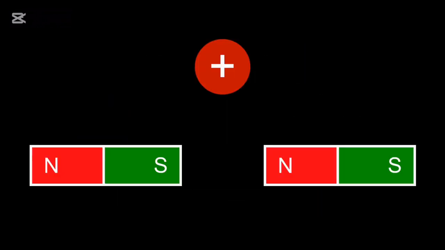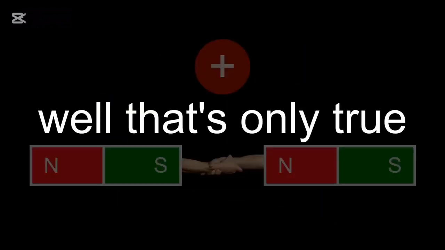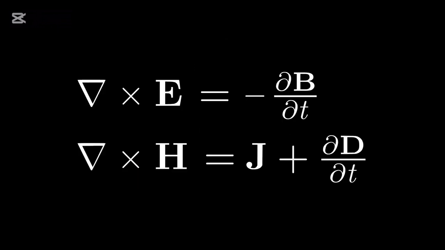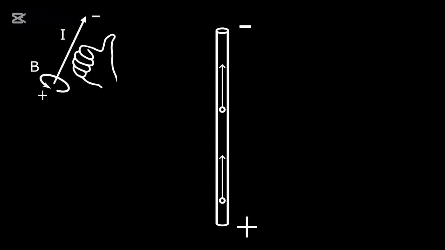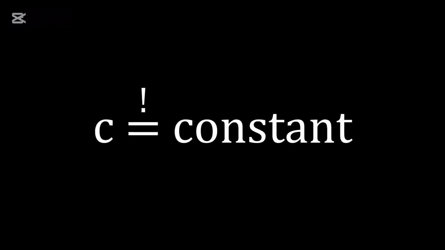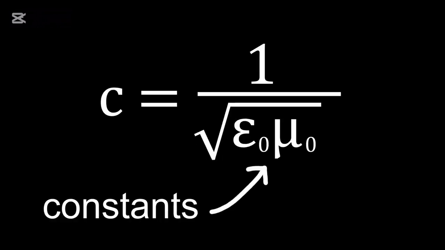You know how electric charges only act on other charges and magnets only affect other magnets? Well, that's only true if they're not moving. The third and fourth Maxwell equations tell us that a moving magnet creates an electric field, and a moving charge or electric field creates a magnetic field. We assume the speed of light is constant because it arises from two other constants.